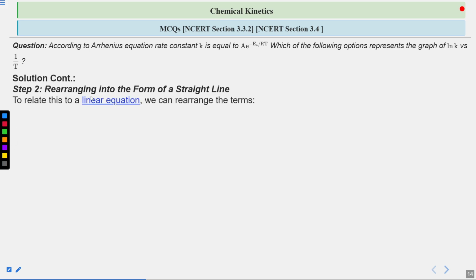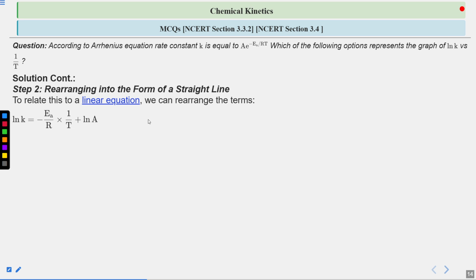So to relate this to a straight line equation, we can rearrange the terms as ln k equals minus of Ea by R multiplied by 1 by T plus ln A. This is the same equation. We just rearranged it to compare it with the straight line equation y equals mx plus c. Okay, so ln k is given as ln A minus Ea by RT, right? We can write it as ln k equals minus Ea by R multiplied by 1 by T plus ln A. Why do we write it in this form?